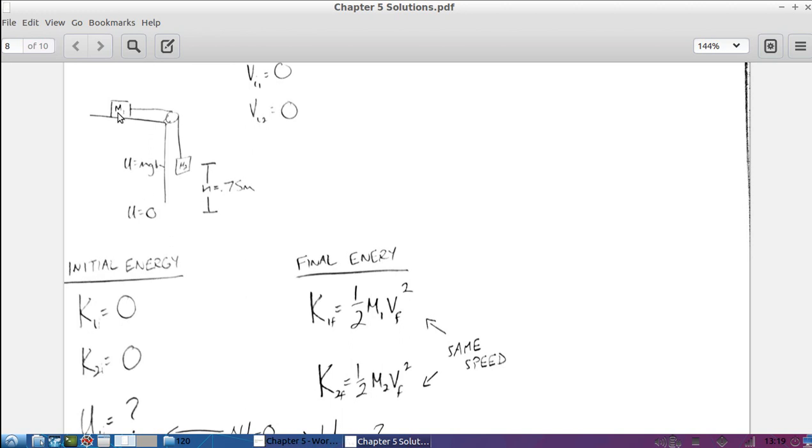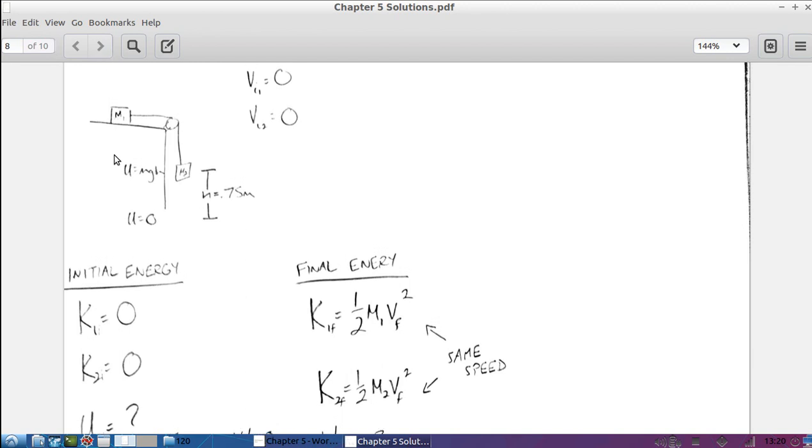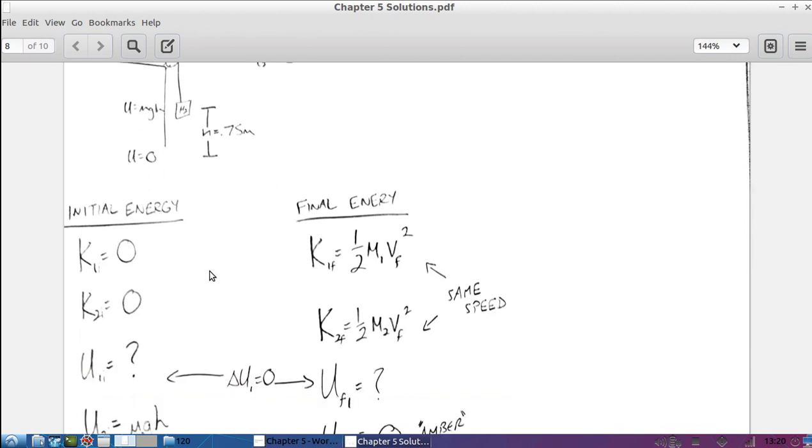So M1 has some potential, right? It's up above here. I don't know how high it is, so that's going to be an issue. So I don't know what that is, right? But the potential of M2 is mgh.